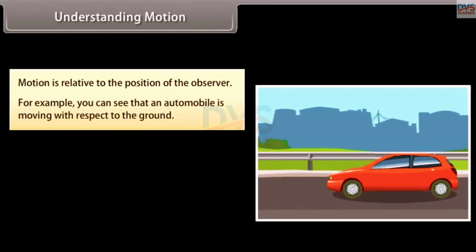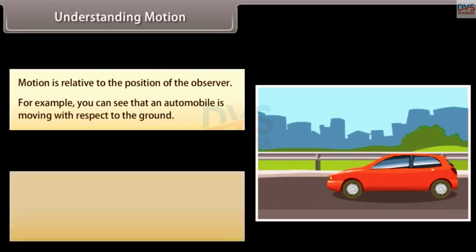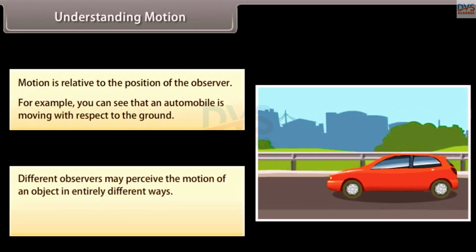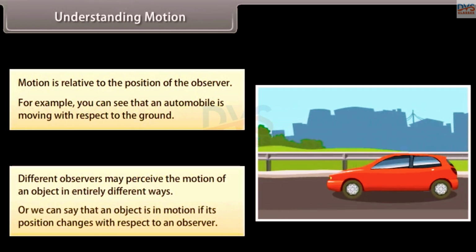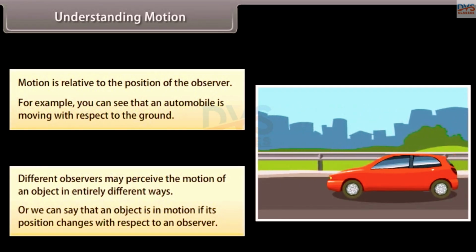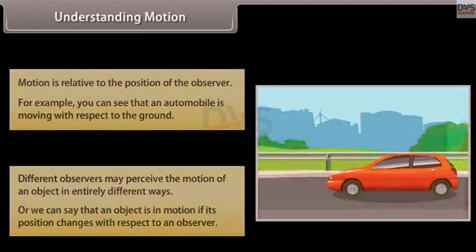Understanding motion. Motion is relative to the position of the observer. For example, you can see that an automobile is moving with respect to the ground. Different observers may perceive the motion of an object in entirely different ways. Or we can say that an object is in motion if its position changes with respect to an observer.